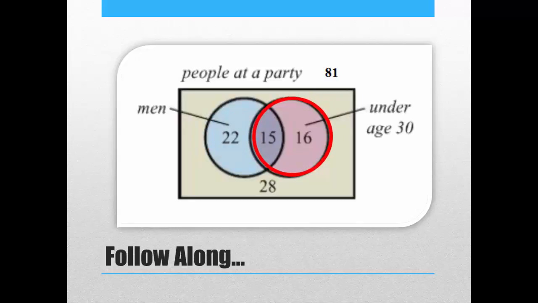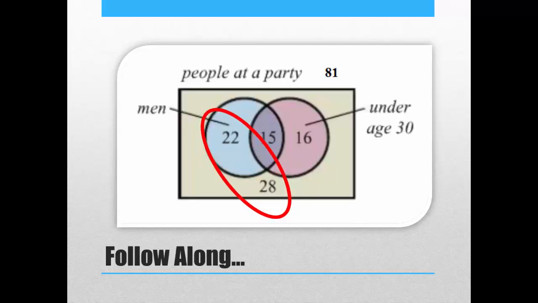There are a total of 31 people at the party that are under the age of 30. 16 of those people at the party that are under the age of 30 are not men, i.e., there are 16 women at the party that are under the age of 30. There are 15 men at the party that are also under the age of 30. There are 28 people at the party that are not men, nor are they under the age of 30, i.e. there are 28 women at the party that are over the age of 30.